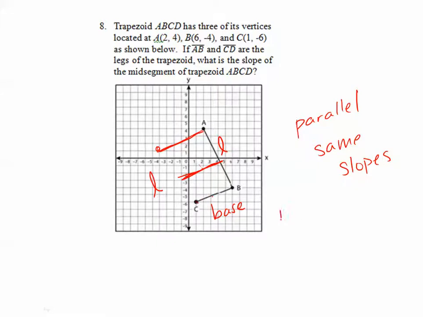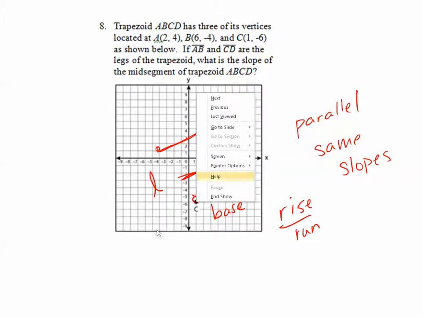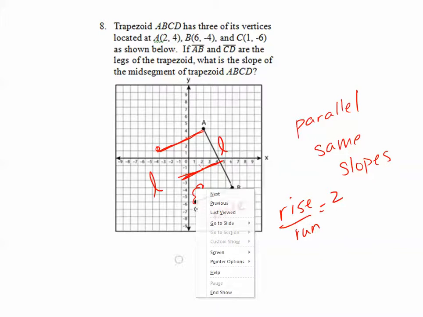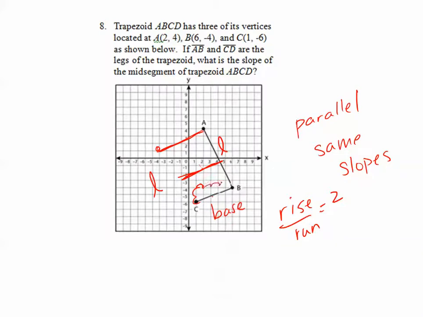So to find the slope, I do rise over run. So I go up 1, 2. So my rise is 2. And then my run is 1, 2, 3, 4, 5. So 2 over 5. They're both positive, so my slope of my base and my mid segment is 2 over 5.